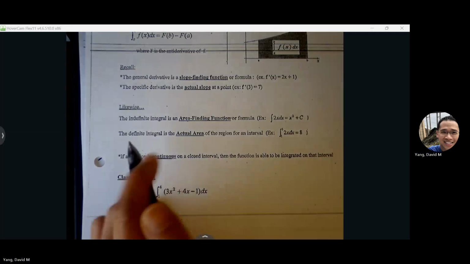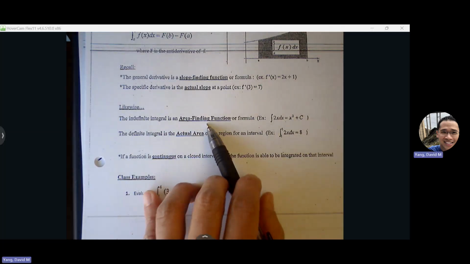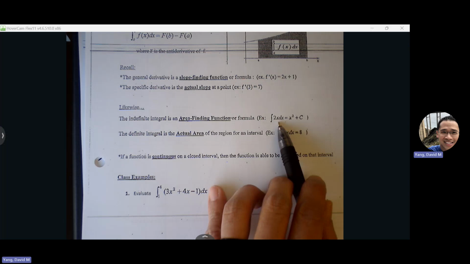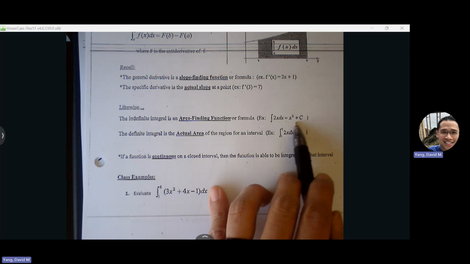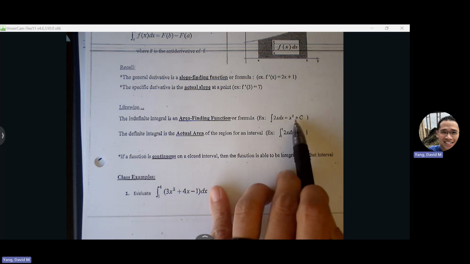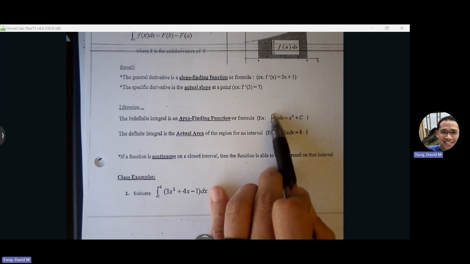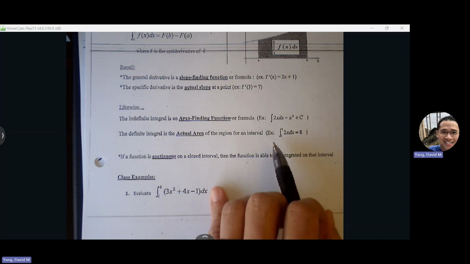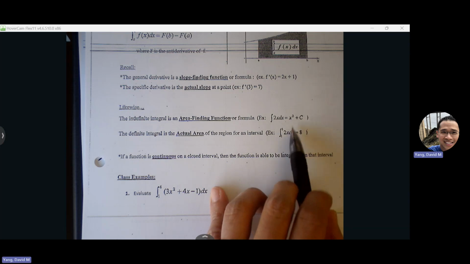And this semester, the indefinite integral is an area finding function. So if I did the antiderivative of 2x dx, the power rule gives x squared plus c. X squared plus c can be thought of as not only the antiderivative, but also potentially describing the area information under the original graph. And then if I want to find the actual area for a specific region, I can involve bounds, find the antiderivative, and then plug in the upper and lower bounds, which are the left and right endpoints, to give me the number that's associated with the area of that region.